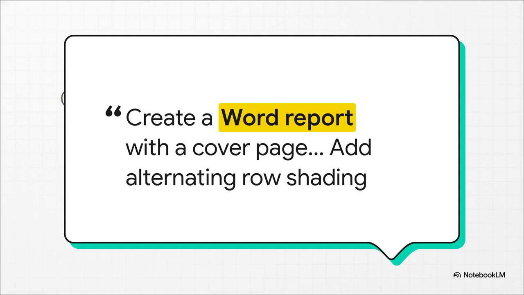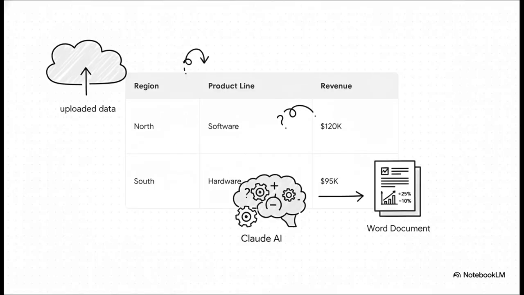Imagine a data analyst who just uploaded a raw CSV file of Q2 sales. Now, instead of wrestling back and forth between Excel and Word, she literally just types a single prompt, something like: create a Word report with a cover page, a regional analysis table with alternating row shading, and a year-over-year growth breakdown. And here is where it gets incredibly cool.